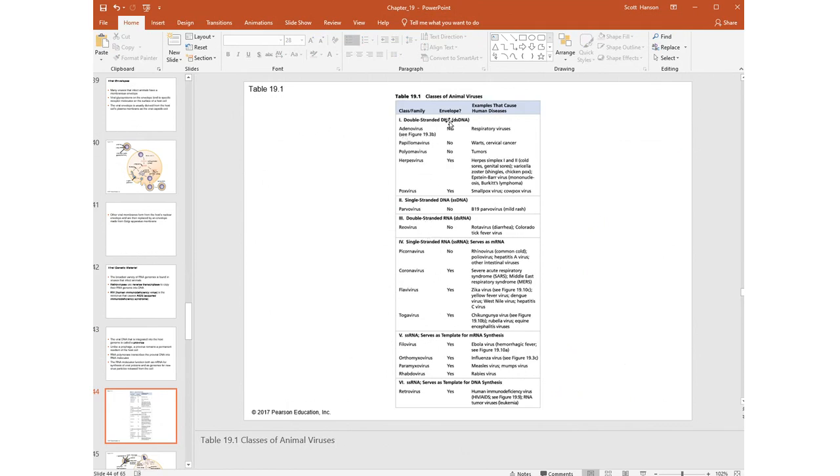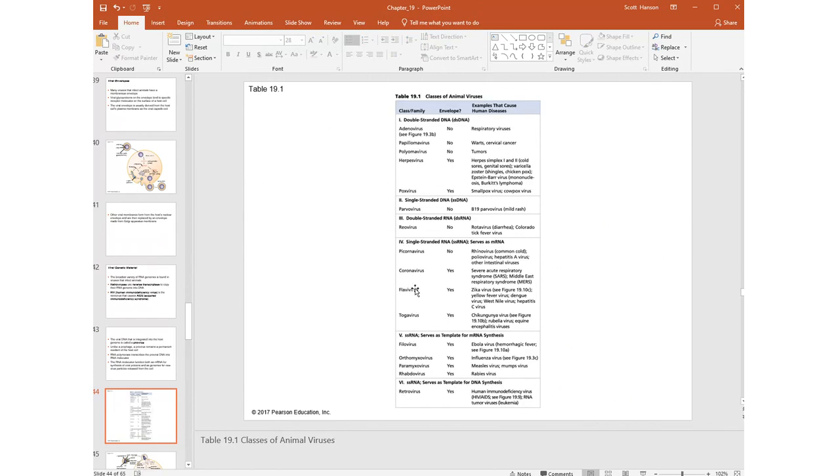So there's a lot of double-stranded DNA viruses, a lot of single-stranded DNA viruses, and then some double-stranded RNA viruses, or dsRNA, or single-stranded RNA viruses. And then some single-stranded RNA viruses actually serve as a template for making messenger RNA. Or the retroviruses, as we've seen, use their single-stranded RNA genome as a template to make DNA then.